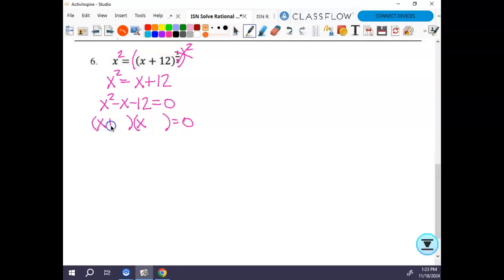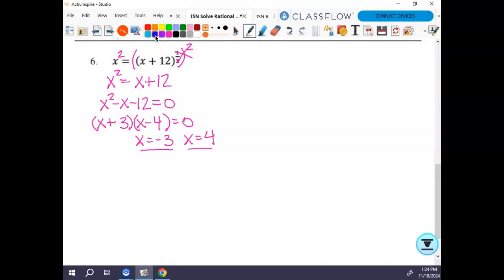12 is negative, so the signs are opposite. What are my two numbers here? -4 and 3. Good. Okay, because I have to multiply to negative 12 and combine to give me a -1. Right? So that means my answers are x equals -3 and x equals 4. And then I'm going to check them.